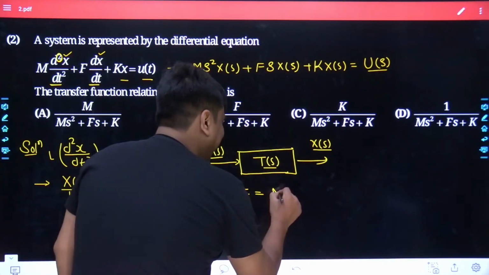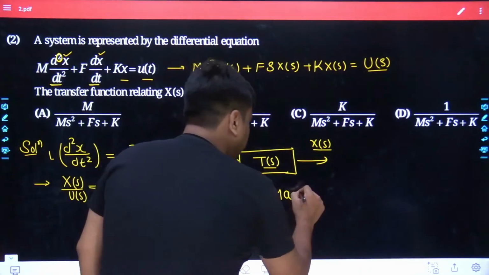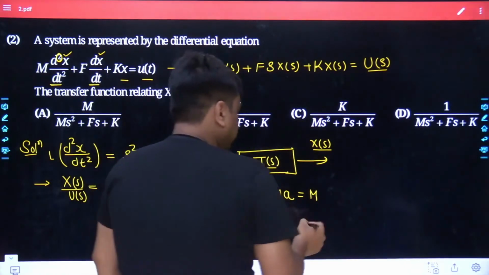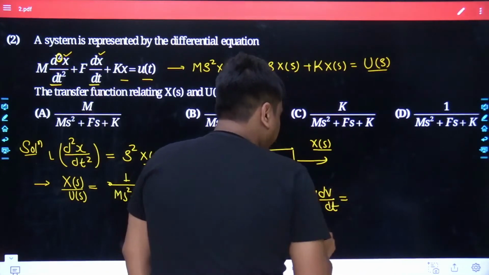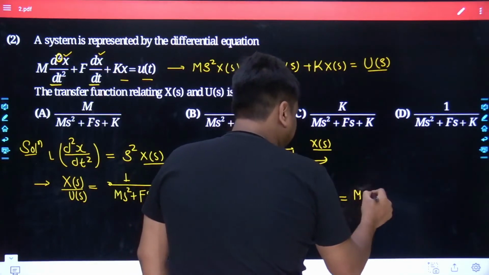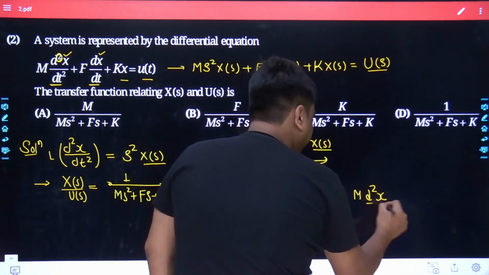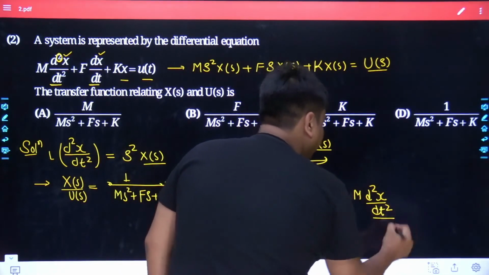Do you know what the acceleration used to be? The acceleration used to be a rate of change in velocity. And what the v used to be? Rate of change in displacement. And let's take the displacement as being written as d square x by dt square.